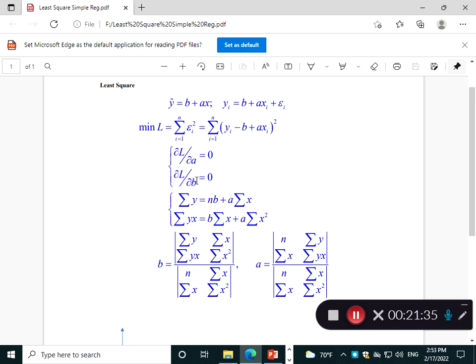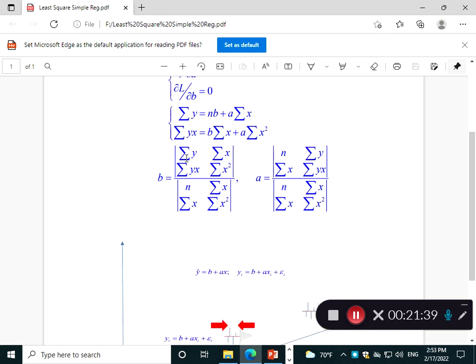Partial L partial A and partial L partial B both equal to 0. That will end up with these two simultaneous equations. To solve those two simultaneous equations, you must have done this in junior high, right? Y equal to 3x plus something, y1, y2, and then try to find where the two lines cross. That's exactly what we're doing here.